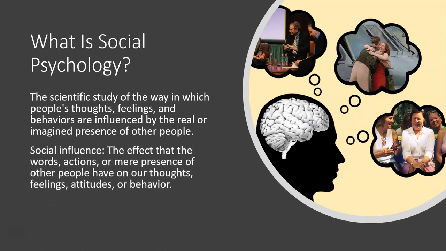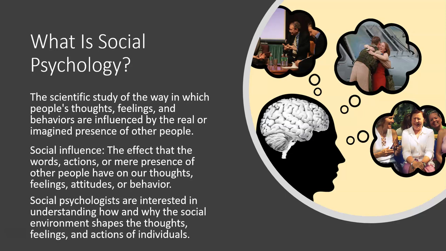Social influence basically means that other people, either thinking about who they are and what they're thinking, feeling, and doing, or we're responding directly to actual people in our environment, those interactions influence our thoughts, feelings, and behaviors. So what social psychologists are interested in is how and why just being in that social environment can actually shape how we feel, what kind of cognitive reactions or thoughts we have, and what kind of decisions we make about how to behave.